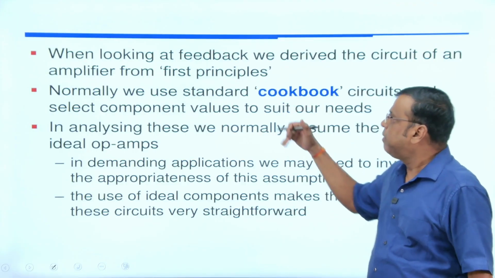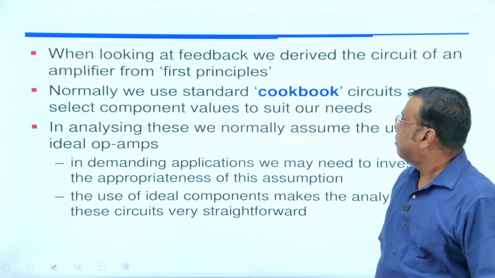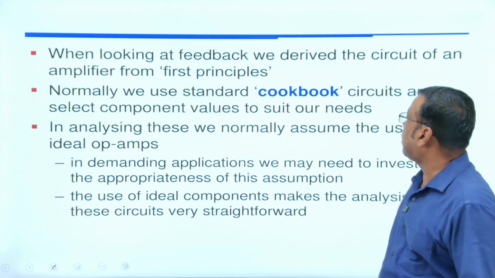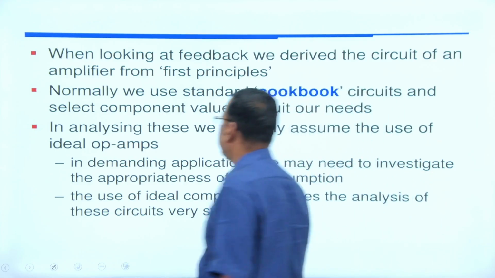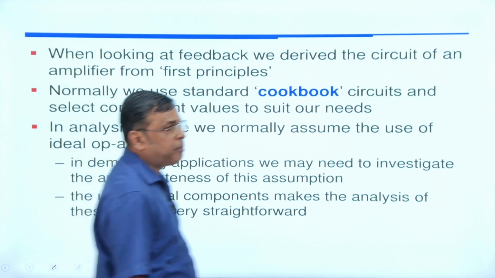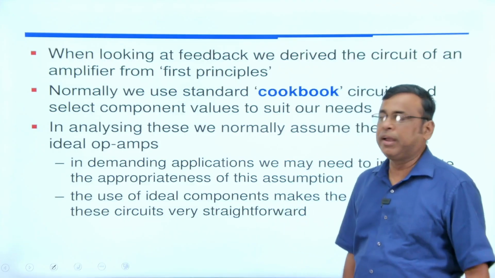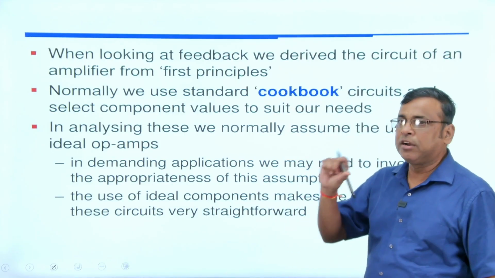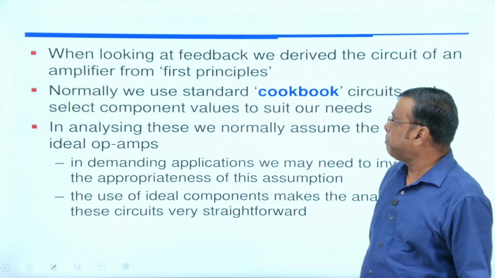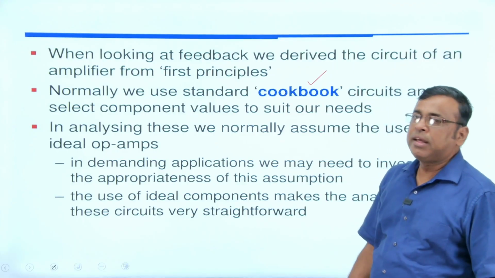There are some key points about the operational amplifier. When looking at feedback, we derive the circuit and amplifier from first principles. Always keep in mind, in the virtual ground concept, the gain is infinite. If the gain is infinite, the difference voltage must be 0. So normally we use a standard cookbook circuit. What is a cookbook circuit? It is a design circuit.